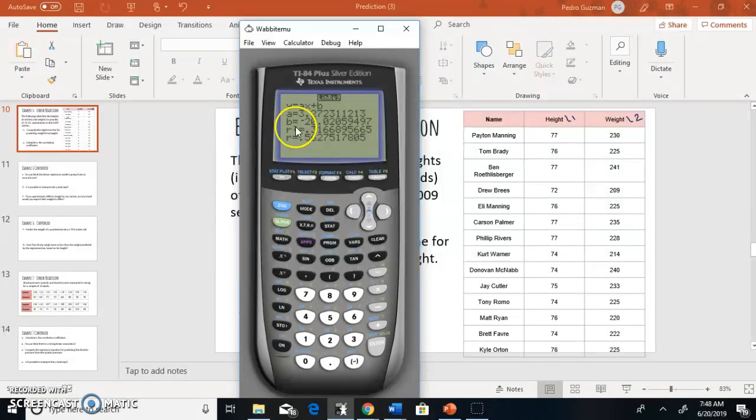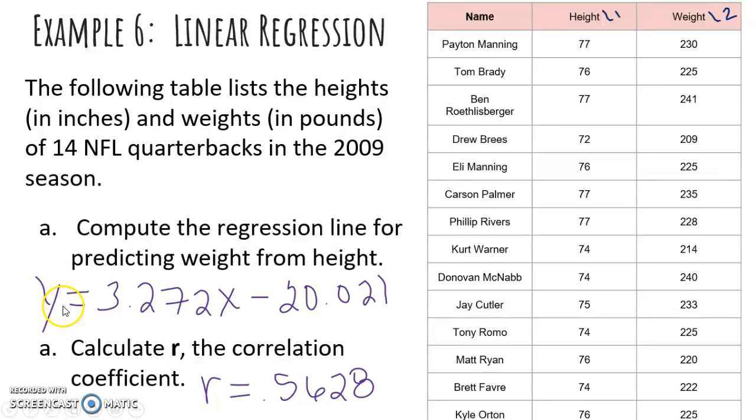And here we go. Here's our equation. Y equals 3.272x minus 20.021 if we round to 3 decimal places, with an R of 0.5628. So y equals 3.272x minus 20.021 is the regression equation for predicting weight from height. So if you put height in for x, it will predict the weight. Calculating the R is 0.5628.